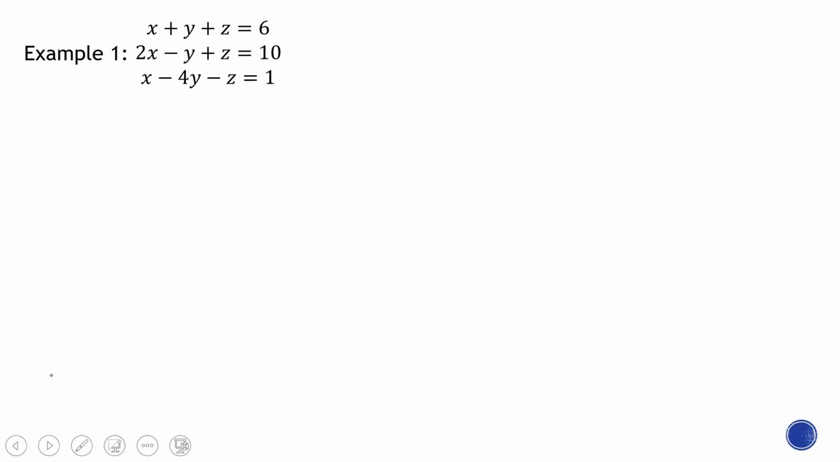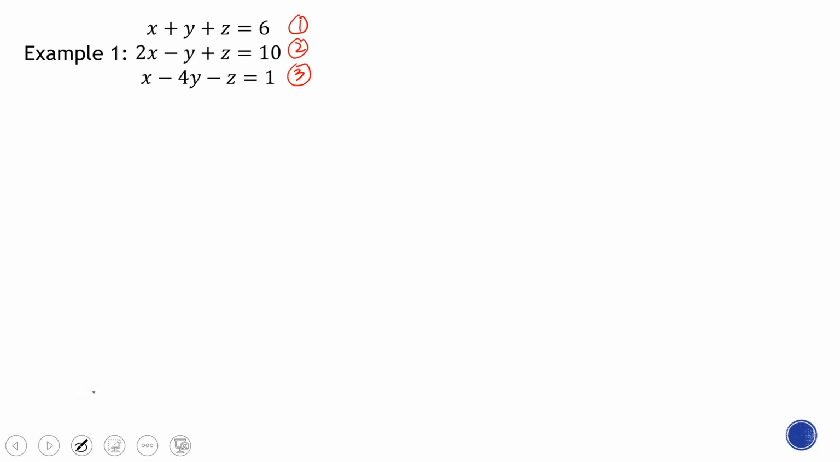First, I am going to name the equations. So I will name this equation 1, equation 2, and then equation 3. Of course, our main objective here is to solve for x and y and z. And how are we going to do that?